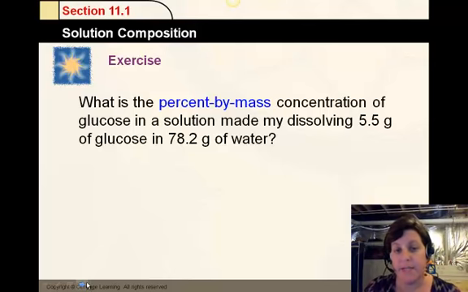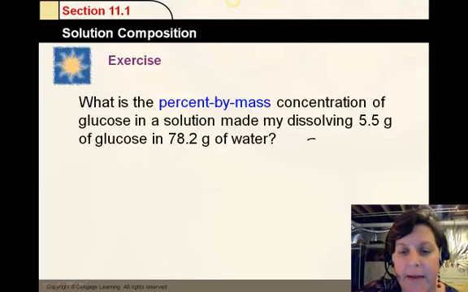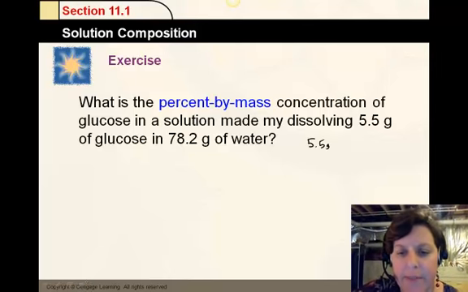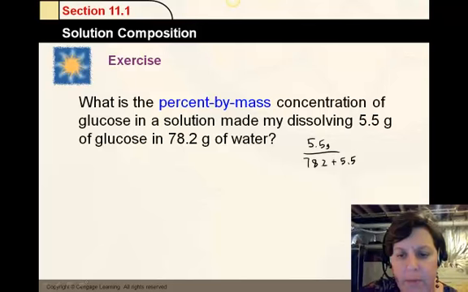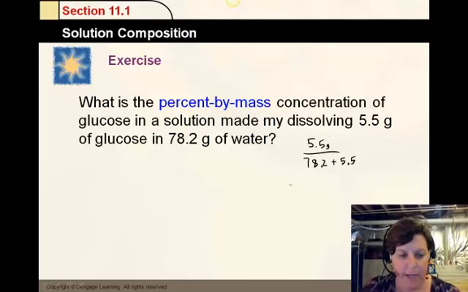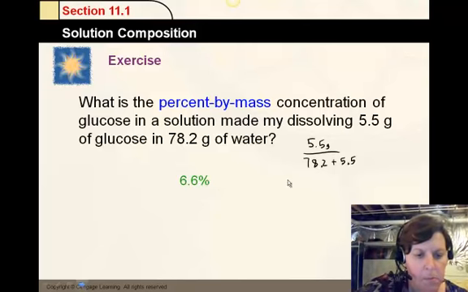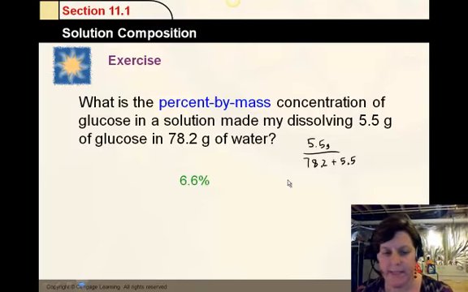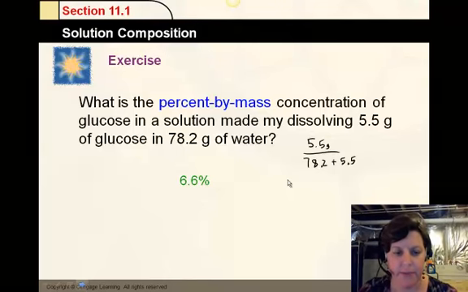All right, mass percent, remember, is mass of solute over mass of solution. We don't even need to worry about glucose and its symbols and its formula mass because we're going to take 5.5 grams of the solute over 78.2 plus 5.5. Remember, the solution is solute and solvent, and when we work it out, we get 6.6%. And that's percent of glucose in that particular solution.